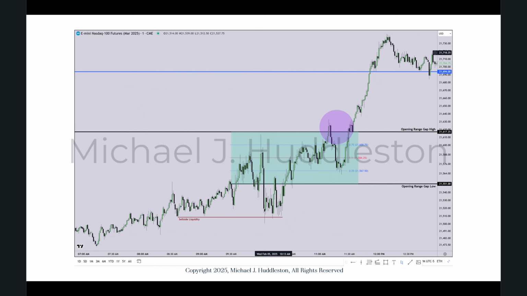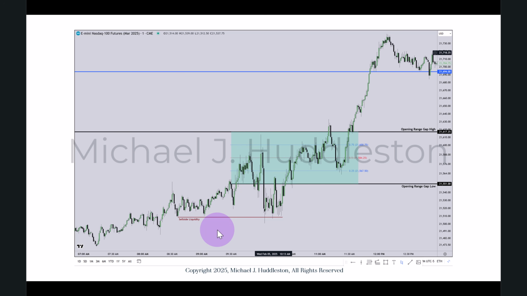All right, so we have price zoomed in. We have the opening range gap that's shown here. And then look right here. See these relative equal lows? Now, it may not have been obvious to you when you were watching price this morning.